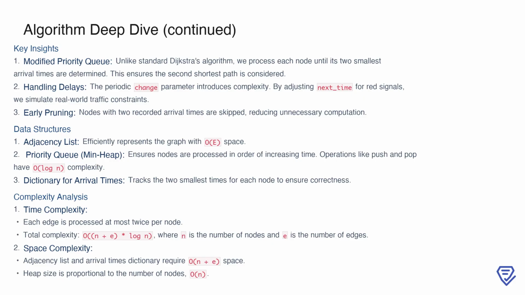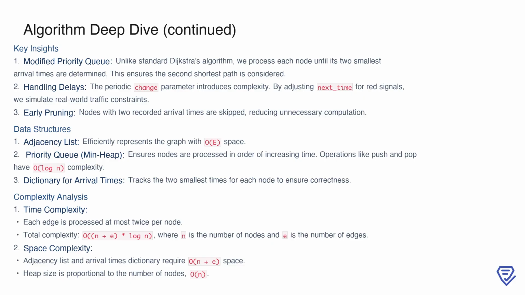Second, handling delays caused by the change parameter adds complexity. By adjusting times to account for red signals, we simulate real-world scenarios where traffic lights affect travel. This adjustment is crucial for the algorithm's correctness. Third, early pruning plays a significant role in efficiency. Once a node has 2 recorded arrival times, we skip further exploration of that node, reducing unnecessary computations.